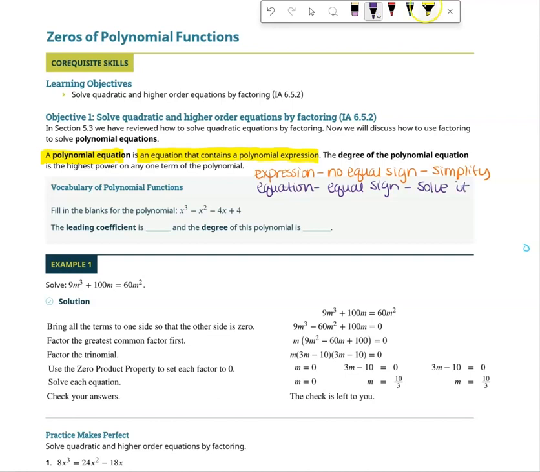Now, the degree of a polynomial equation is the highest power on any one of the terms of the polynomial. So if we look here, our highest power is 3, so 3 is our degree. Now the leading coefficient is always the number in front of your exponent with the highest degree. If you don't have one that you can see, it's always an implied 1. So here, our leading coefficient is 1.